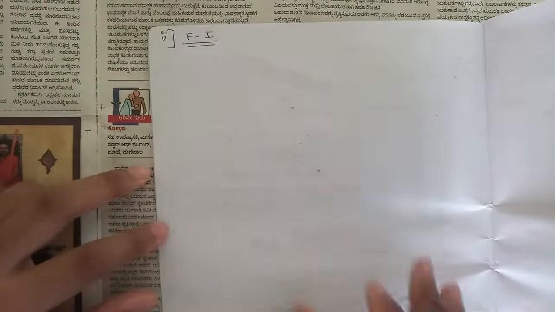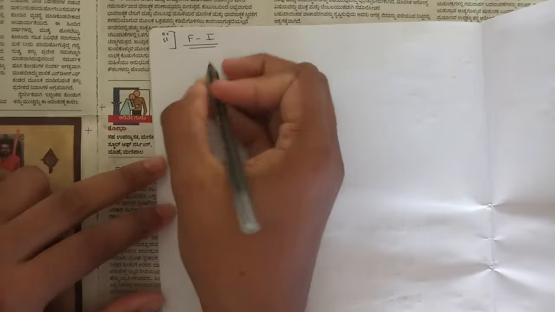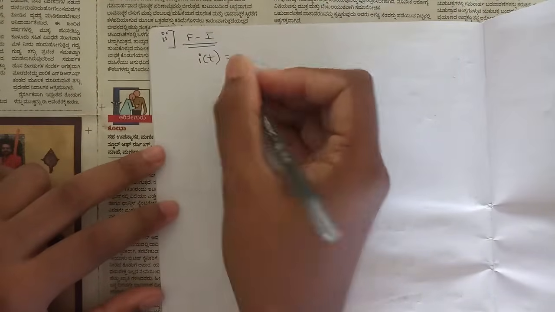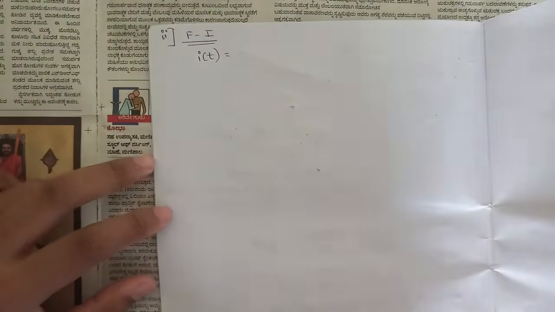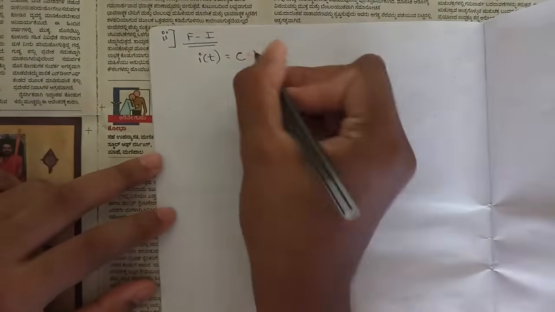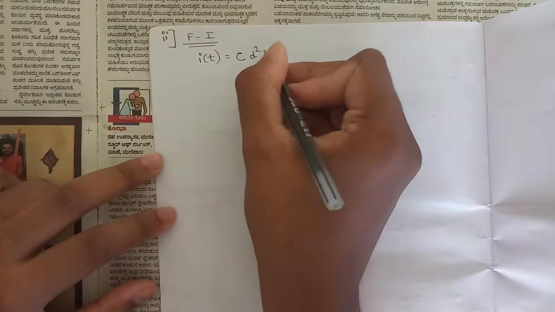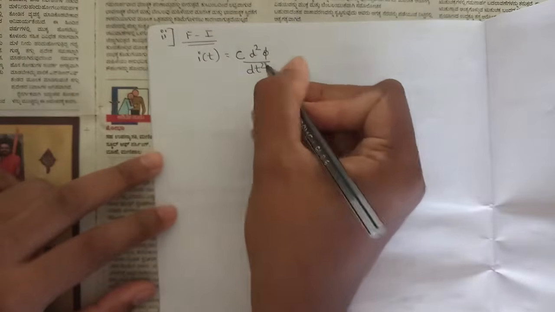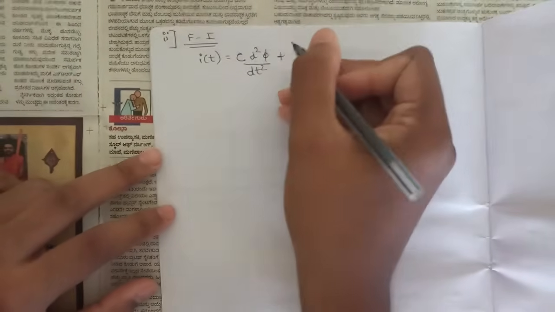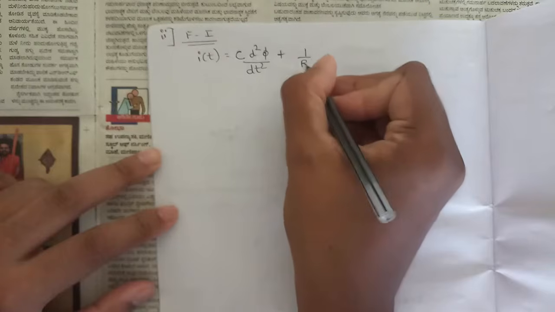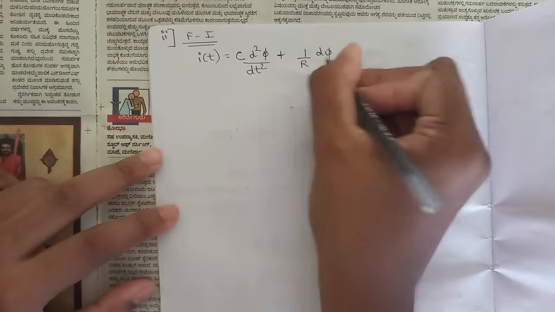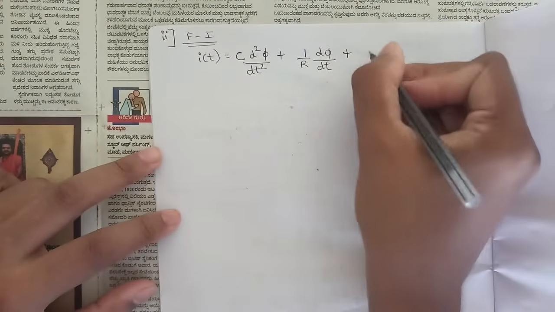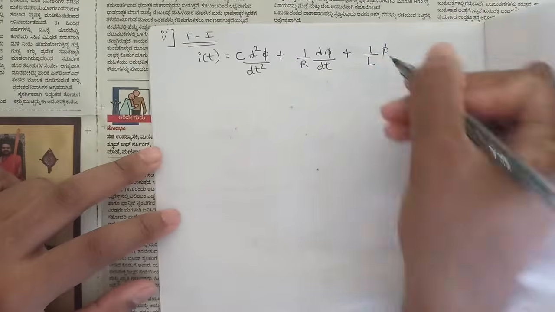Now in FI Analogy, we know that the force F of t is replaced by I of t, that is current, and M is replaced by C. So C d square x of t is replaced by phi in case of FI Analogy, by dt square, plus B is replaced by 1 by R into d phi by dt, because the x of t is replaced by phi again, plus k is replaced by 1 by L into phi.